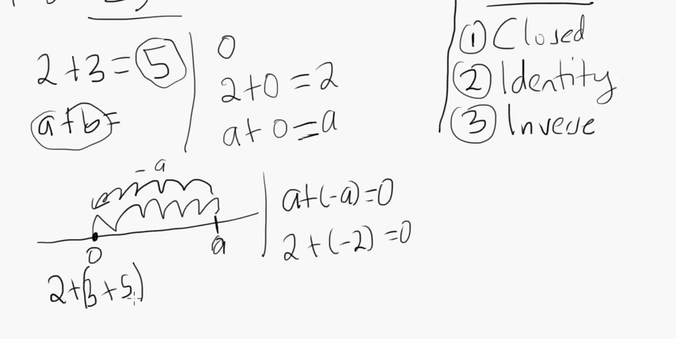So you could add 3 plus 5 and then add your answer to 2. Or you could add 2 plus 3 and then add your answer to 5. Which one you end up doing is really not that relevant. It doesn't matter. The answer is still the same. So this is really the property of associativity, right?